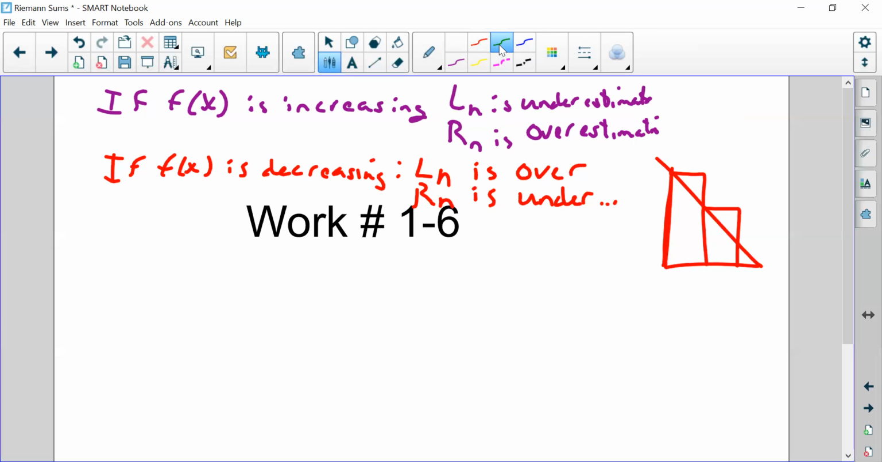Now, notice I'm just saying increasing, decreasing only tells us left and right. I haven't talked anything about midpoint or the trapezoid. In order to talk about the midpoint and trapezoid, you have to look at the concavity.